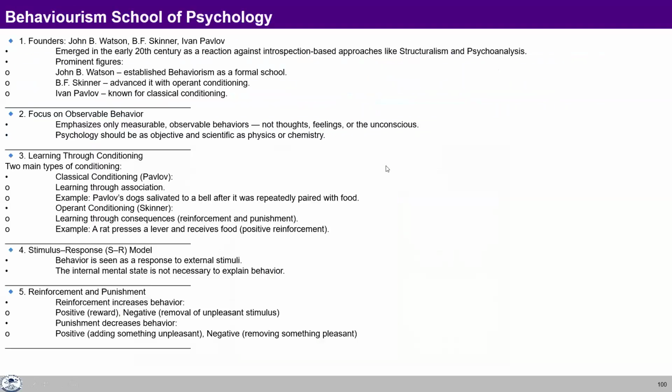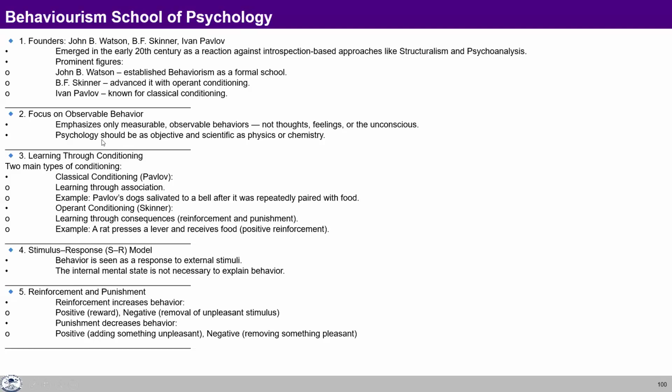Then the next school is behaviorism, a school of psychology. It was given by Watson, Skinner, and Pavlov. Watson established behaviorism as a formal school. Skinner advanced it with operant conditioning, and Pavlov is known for classical conditioning. Pavlov gave his theory independently, but it contributed to this particular school of psychology. It focuses on observable behavior, emphasizing only measurable, observable behavior, not thoughts or feelings of the unconscious.